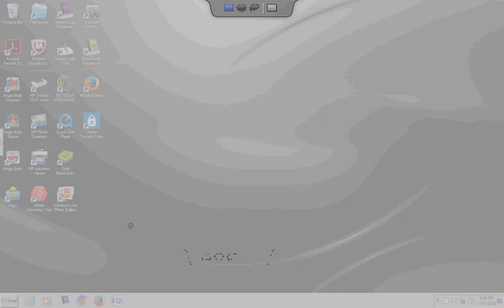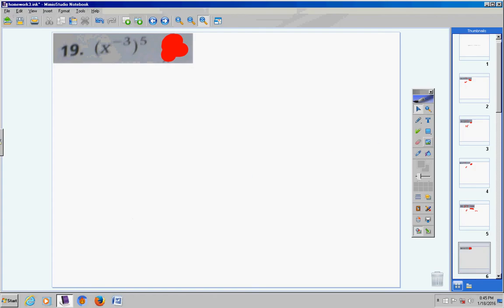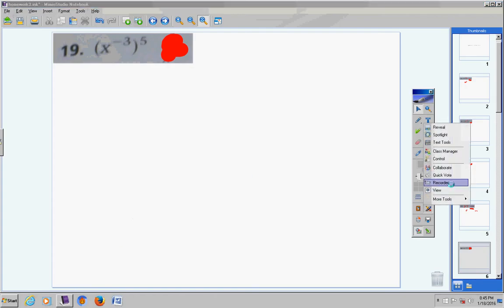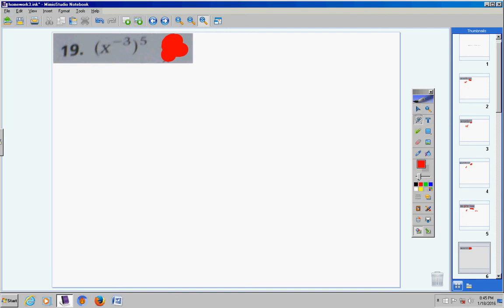Okay, moving on to number 19. Notice here, students, we have one base x with a power, and that power is being raised to a power. So when you have a power being raised to a power, you multiply. Negative 3 times 5 is negative 15.